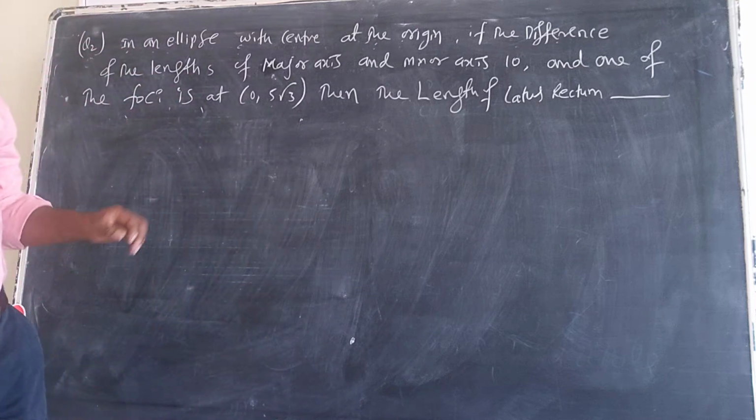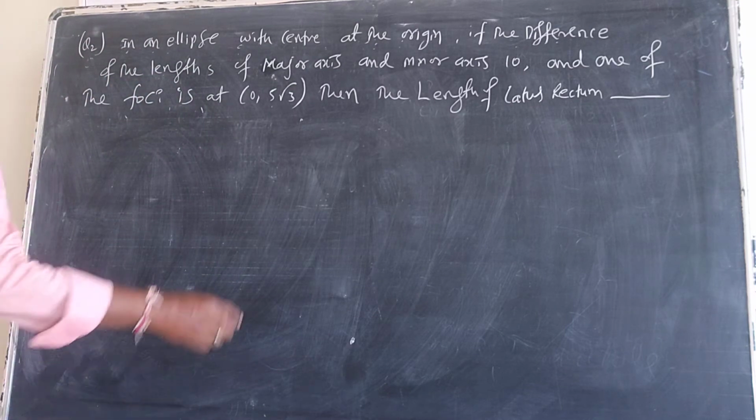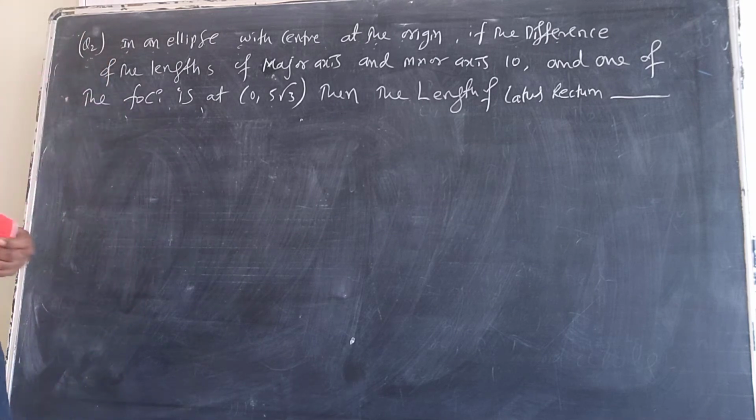Let's start. Here we have yesterday's homework question, and we are solving it. The question is: in an ellipse with the center at the origin, if the difference of the length of the major axis and minor axis is 10, this decides.